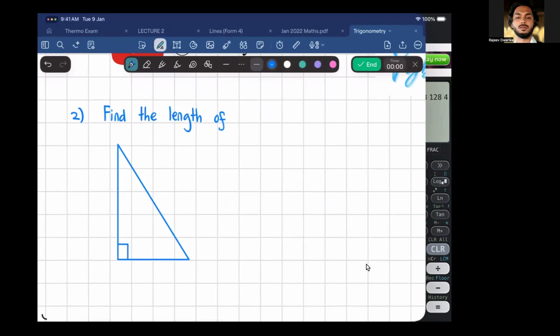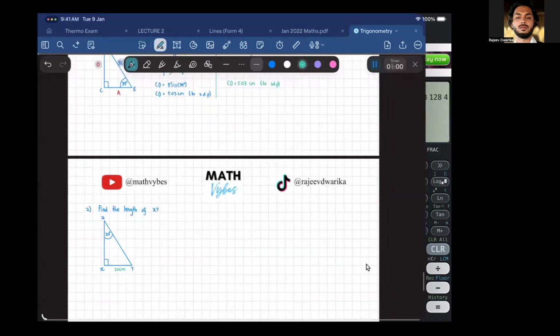I'm going to change this here to 20 degrees. All right, call this X, Y, and Z. Find the length of XY. Going to say that this is 20 centimeters. I'm giving you all 5 minutes. All right, good luck, guys.